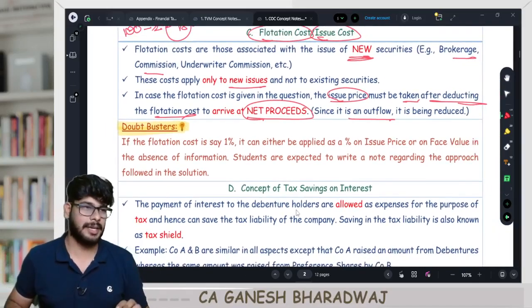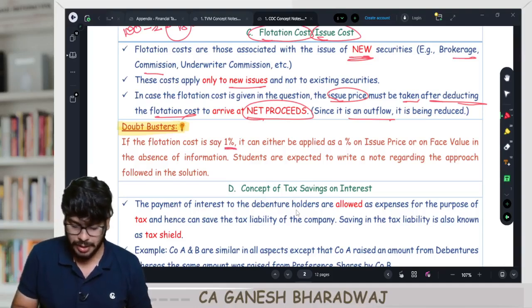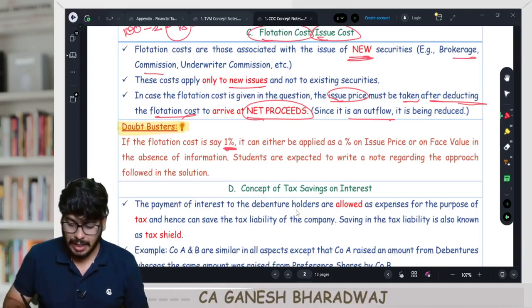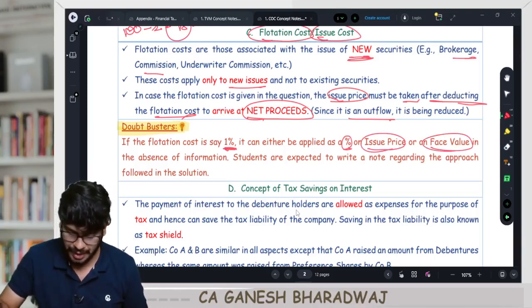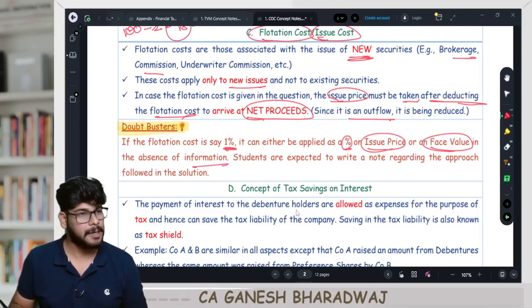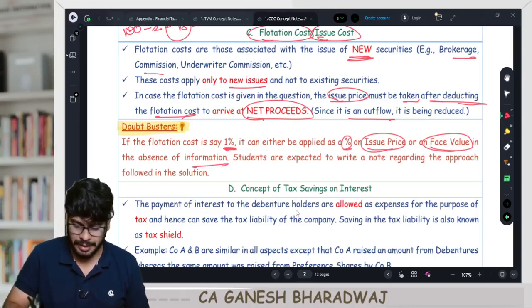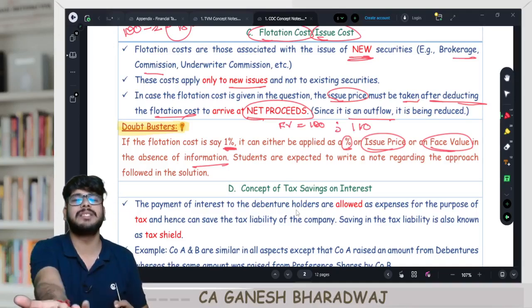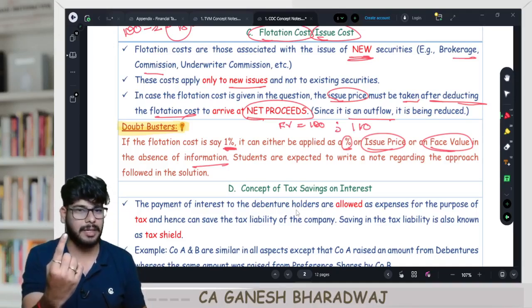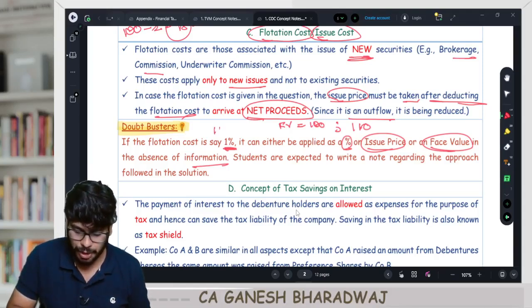Now in the question they say, let us say, flotation cost is 1%, and they leave it there. This percentage can be applied either on the issue price or on the face value in the absence of information. Let us say the face value of every share is 100 rupees, and the issue price was, let us say, 110 rupees. The money that I'm receiving from the public is 110. Now, let us say they have given that flotation cost is 1%. Will you apply this 1% on the face value, or on the issue price?